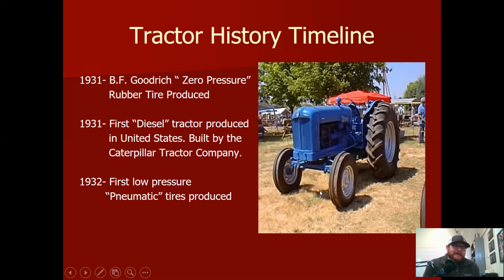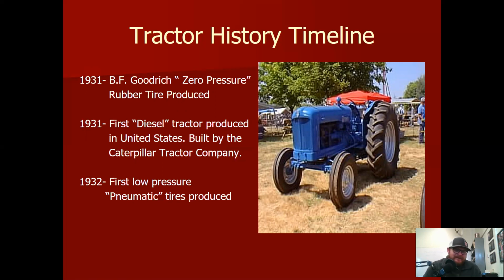In 1931, BF Goodrich created the zero pressure rubber tire. It's a solid rubber tire that allowed tires to not get flats, so you didn't have to worry about that. In a car, we don't want solid rubber tires because we want that pneumatic pressure to give us a little bit of cushion. But on a tractor, we're not so concerned about that. We're concerned about pulling stuff through a field. So in 1932 is when they first created the pneumatic tire.